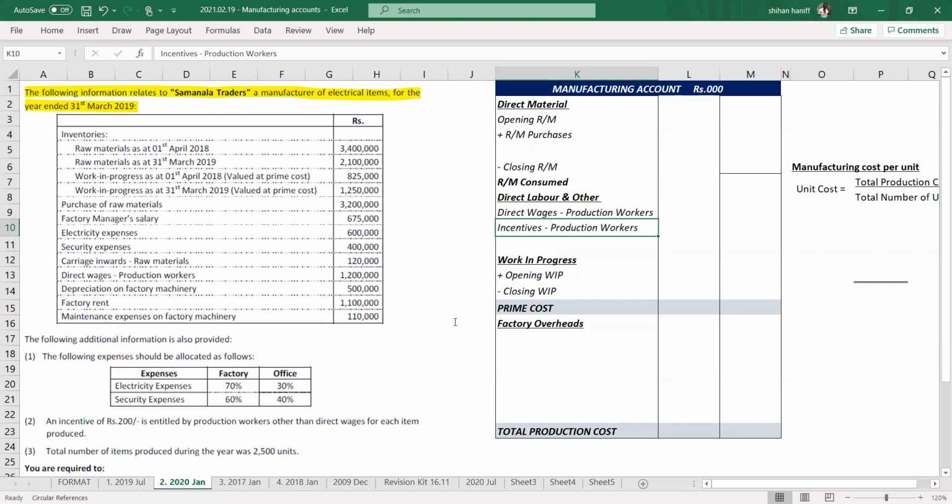There is a doubt. Do we have to put direct labor and other together? You can put it separate. Normally I take it as one because there will be less other expenses. So that is why I have taken as together. You can take direct labor, direct other. It's not an issue.